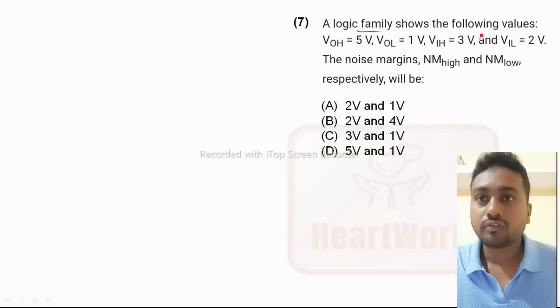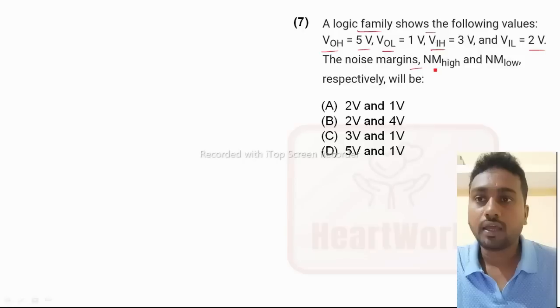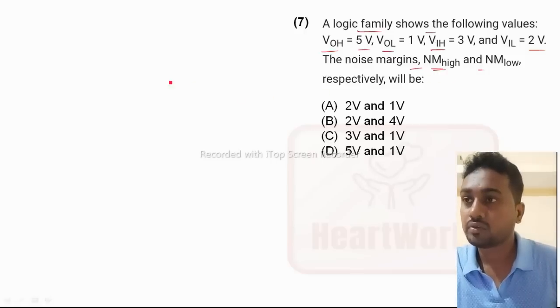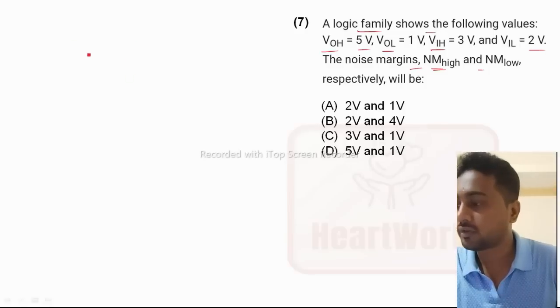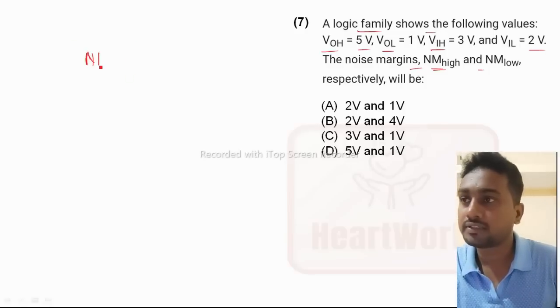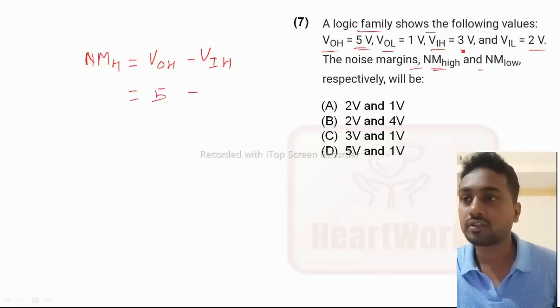A logic family shows the following values: VOH equal to 5 volt, VOL is 1 volt, VIH is 3 volt, and VIL is 2 volt. The noise margin high and noise margin low respectively. So if you calculate noise margin high, the formula is output voltage high minus input voltage high. VOH is 5 volt and VIH is given as 3 volt. So 5 minus 3 equals 2 volt.